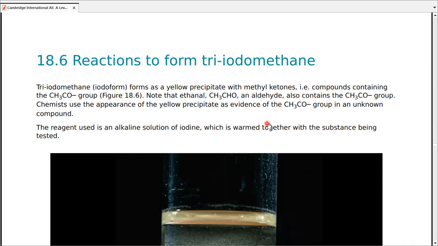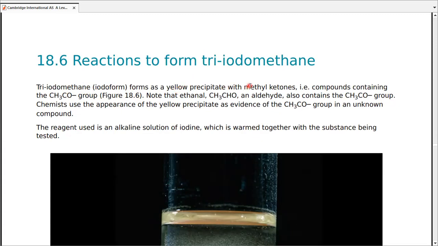You're about to write a few things that are not written in the book, but that are definitely going to help you with answering the questions in past papers. Now, your book suggests this triiodomethane, or iodoform, which we usually call it. Remember, trichloromethane was chloroform, tribromomethane would be bromoform, and triiodomethane is commonly known as iodoform. Now it's a yellow precipitate.